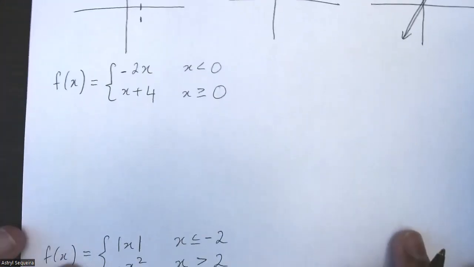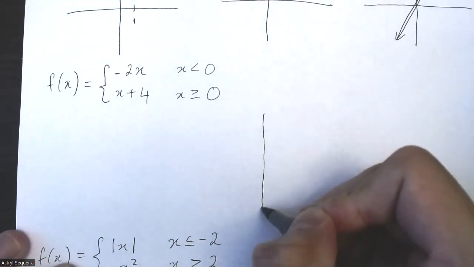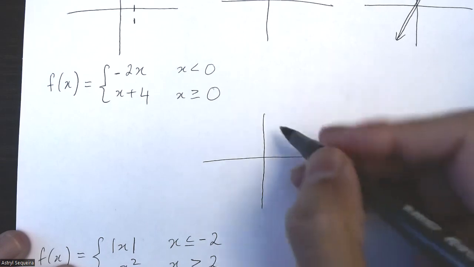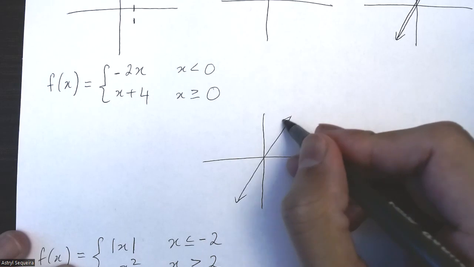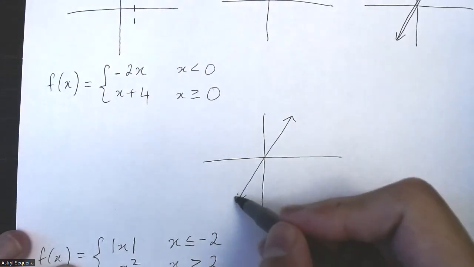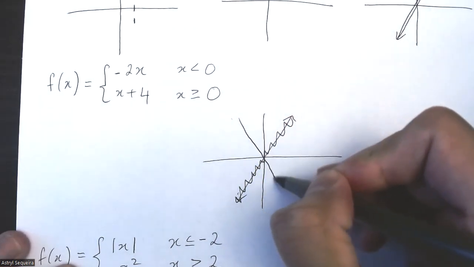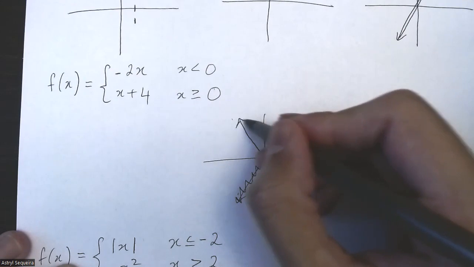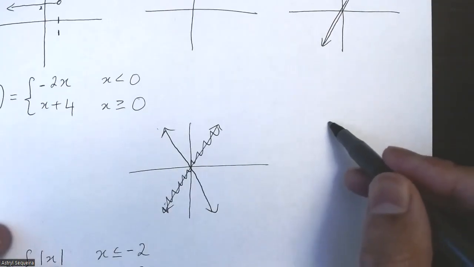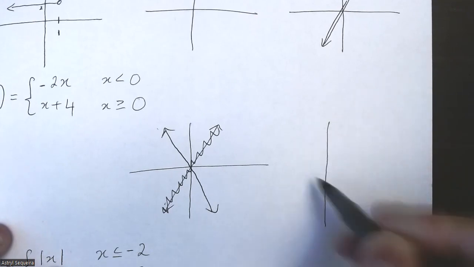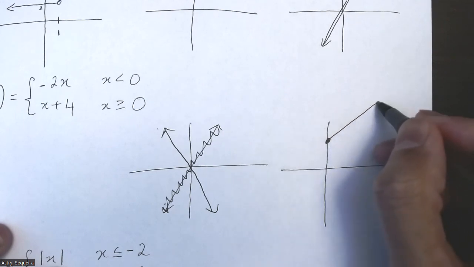Let's take a look at the next example. My first function is y equals negative 2x. So this is passing through the origin, again, a linear function with a slope of negative 2. So negative means it's going in the opposite direction. That's actually positive 2. Oops. Negative 2 means it's going like this. And then our second function is x plus 4, which is again a linear function with a slope of 1, but a y-intercept of 4.